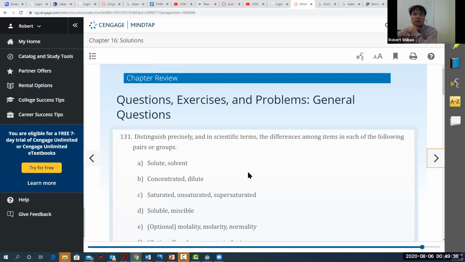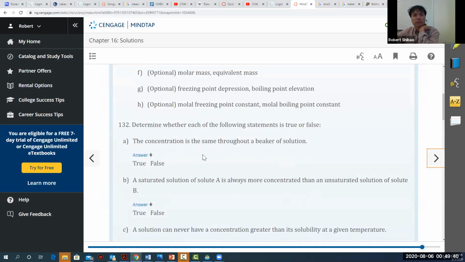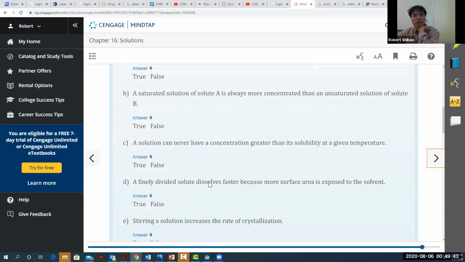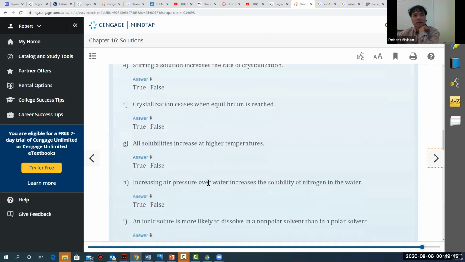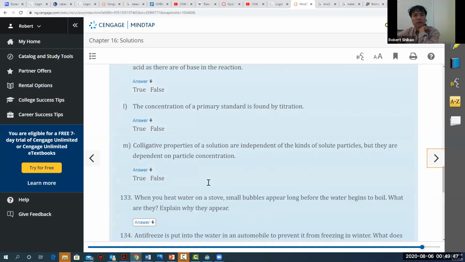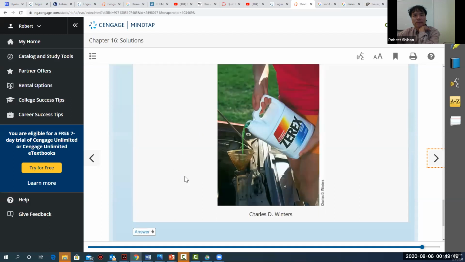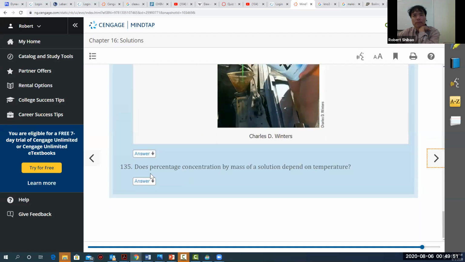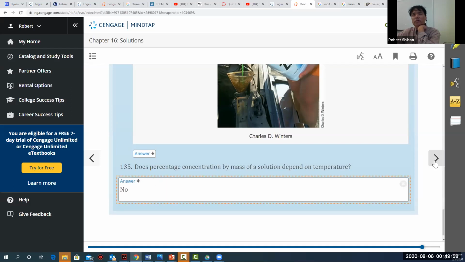And then these are just some true or false. Let me skip some of these true, false ones, because there's explanations there. Percentage concentration by mass does not depend on temperature. That's an advantage of it, as masses don't change with temperature.